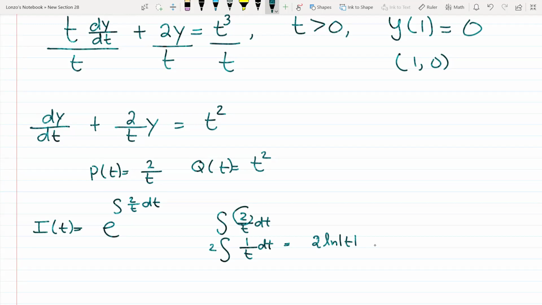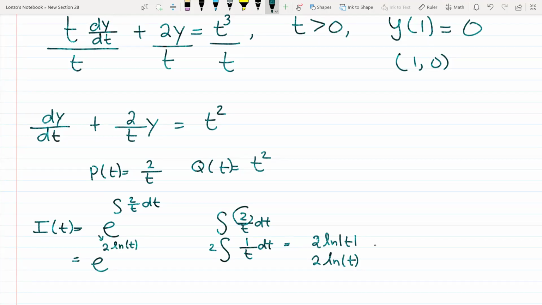Do you have to put the absolute value? I don't think so, because our t value is positive, so it doesn't matter. It doesn't matter because you have the absolute value, so you can say 2 ln of t. So this simplifies as e, and the integration of 2 over t dt is 2 ln of t. Is there something I can do even more?